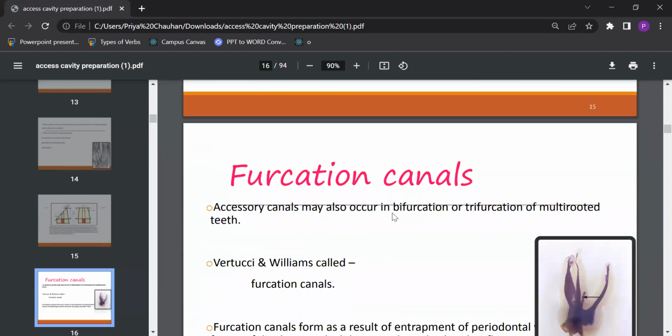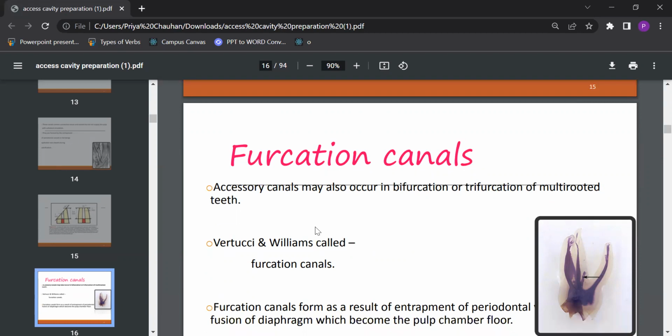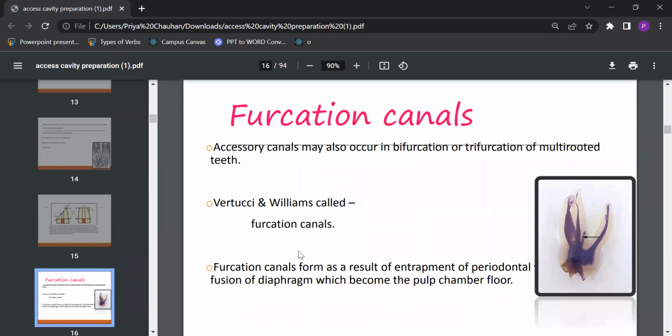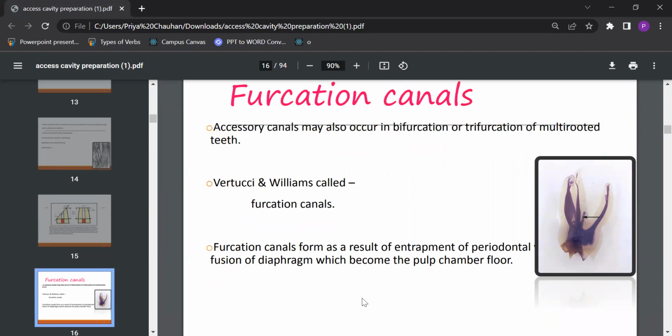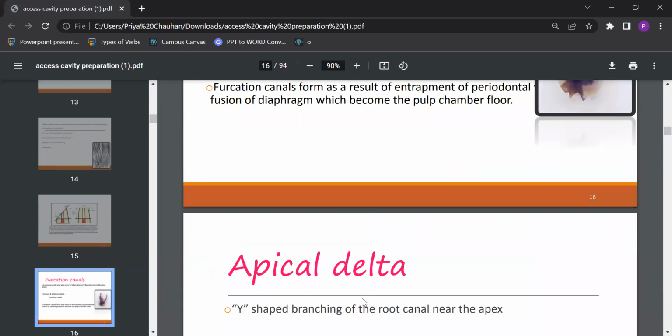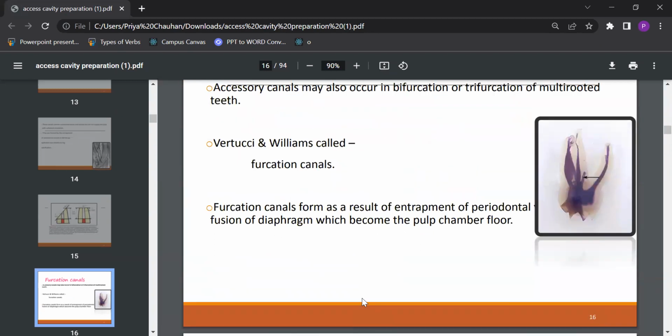Then what are furcation canals? You can understand from the name, those around the furcation. The accessory canals occur in the bifurcation and trifurcation of multi-rooted teeth. And next one is the cavo-interradicular canal, formed as a result of entrapment of periodontal tissue during fusion of the diaphragm which becomes the pulp chamber floor. See the diagram? This is the canal.